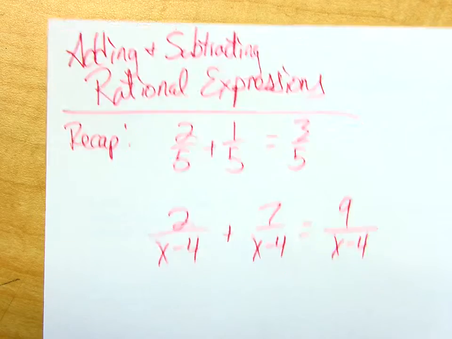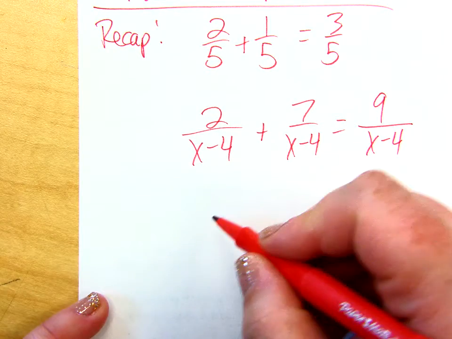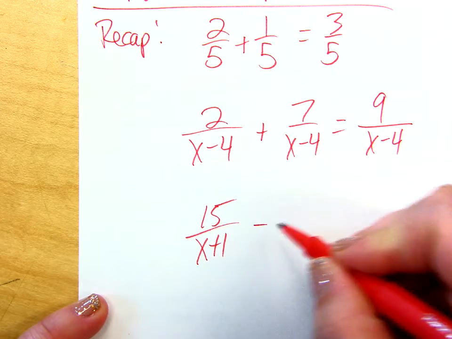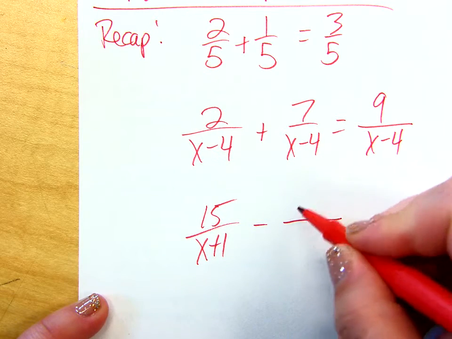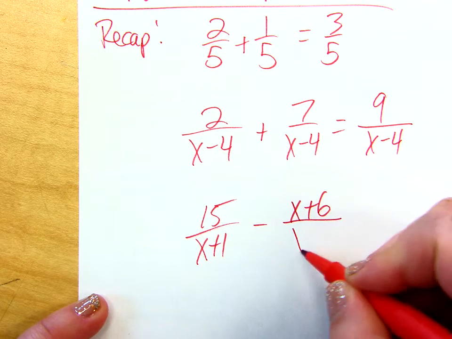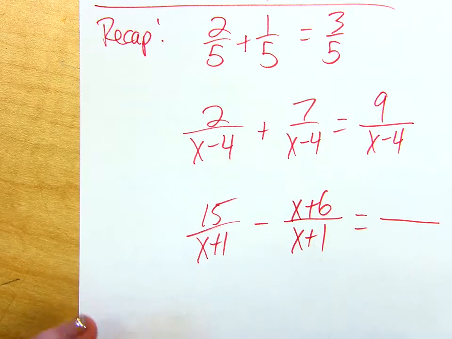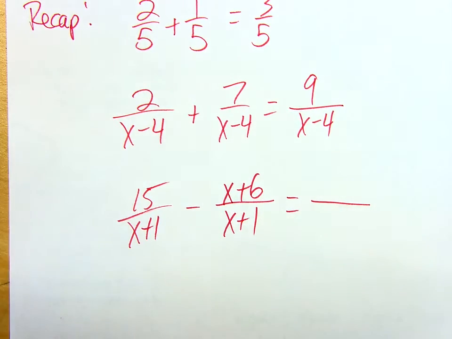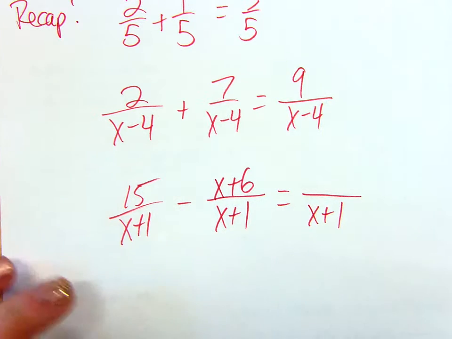Let me try and trick you now with a subtraction problem. Let's say I had 15 over x plus 1, and I wanted to subtract x plus 6 over x plus 1. What do you think that's going to get you? x plus 9, final answer, over x plus 1. The denominator is going to stay the same, of course, just like it did up here. Nothing changes. So my denominator is still x plus 1.